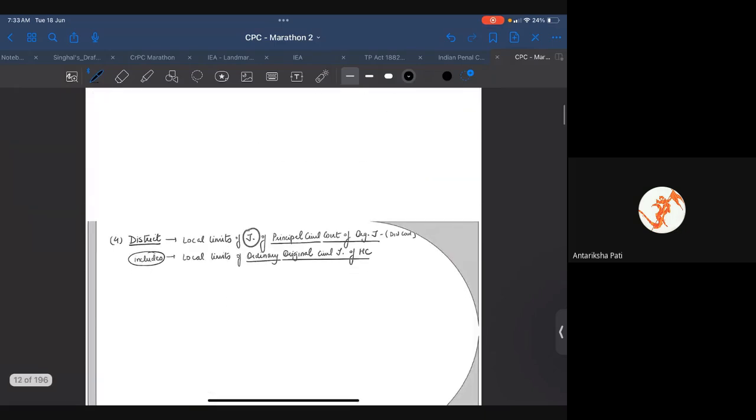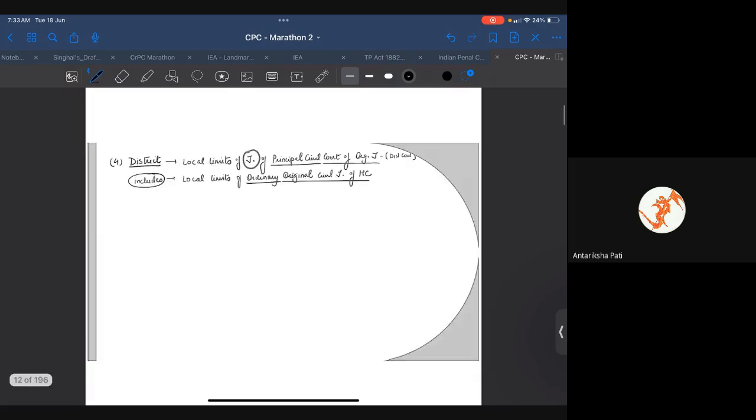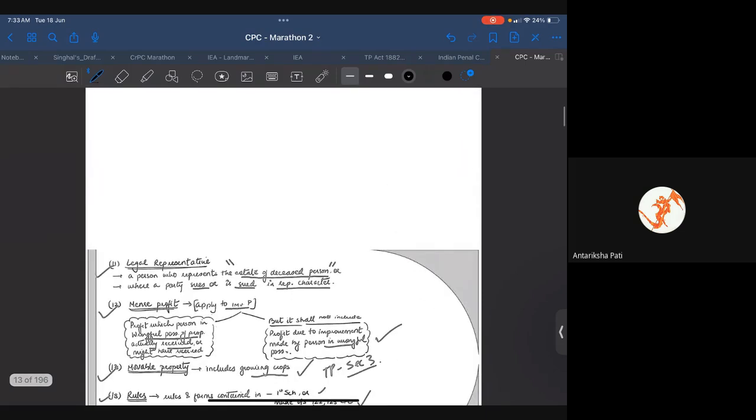Now, coming to 4. The local limits of jurisdiction of a principal civil court of original jurisdiction include the local limit of ordinary original civil jurisdiction of the High Court. So that's what 4 says. Not that important, just have to look into it. Now, legal representative. A legal representative is a person who represents the estate of the deceased person, or where a party sues or is sued in his representative character. That is called a legal representative.